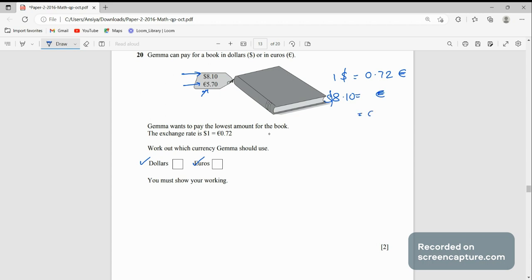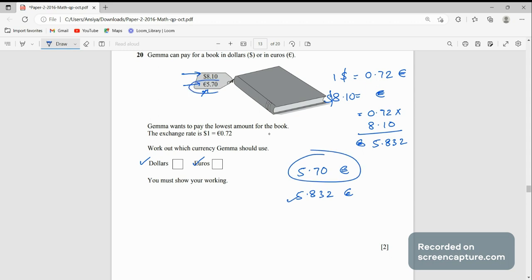What we need to do? Multiply 8.10. And when you multiply, you will be getting 5.832 euros. Now what's more? 5.70 euro or 5.832 euro? This is more. So she can buy it in euros.